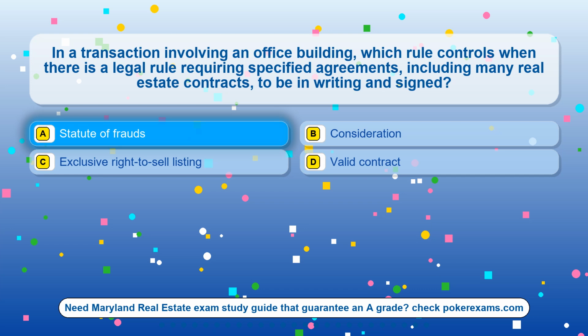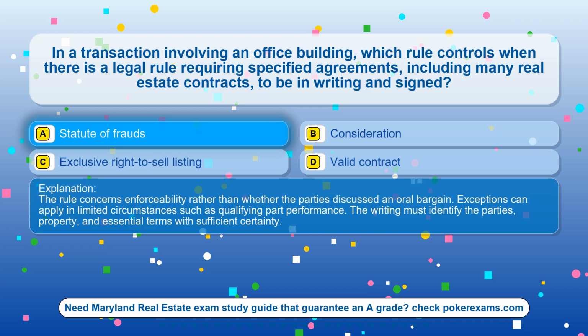The correct answer is option A, statute of frauds. The rule concerns enforceability rather than whether the parties discussed an oral bargain. Exceptions can apply in limited circumstances such as qualifying part performance. The writing must identify the parties, property, and essential terms with sufficient certainty.